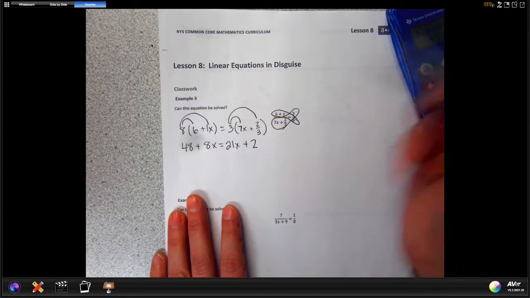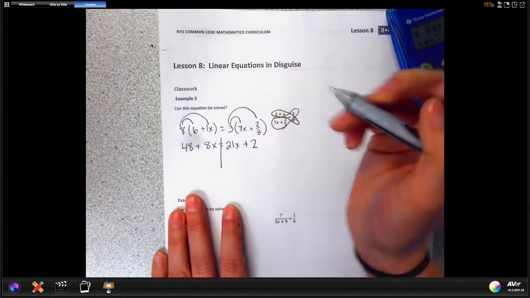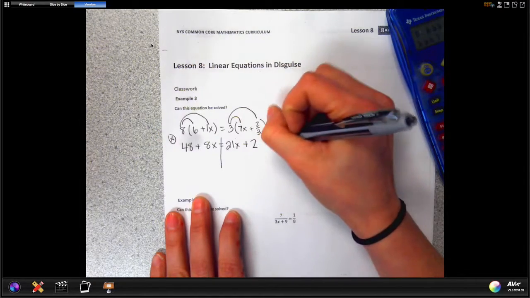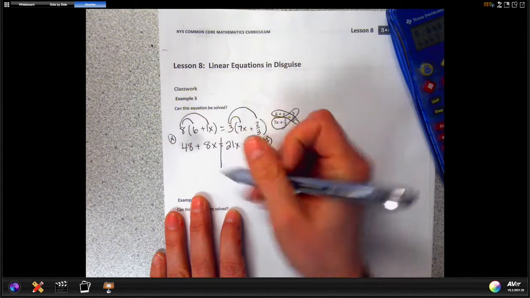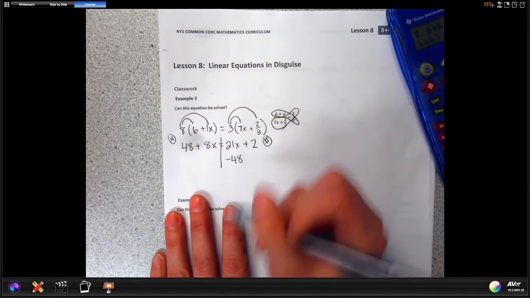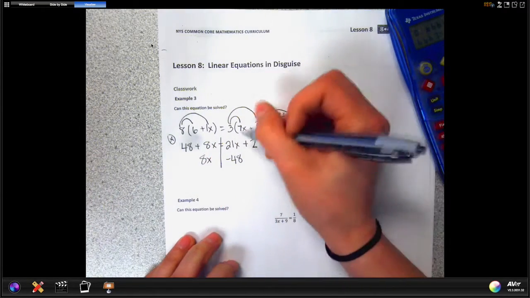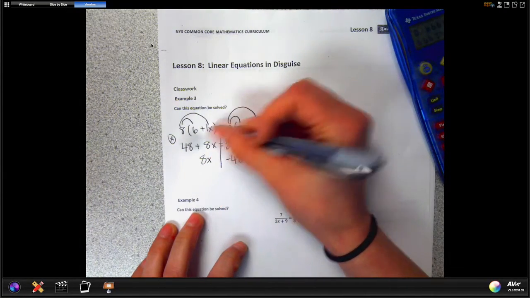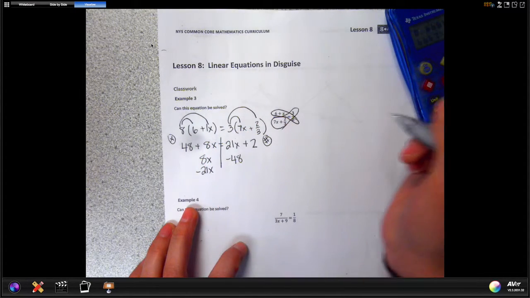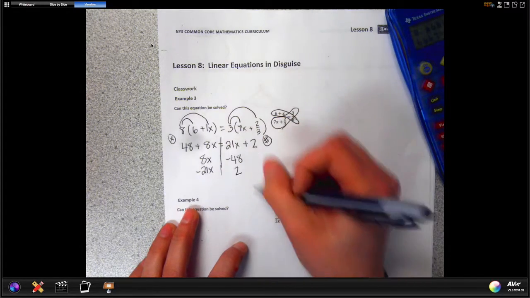And now you have no parentheses, and you have this linear equation that you can either solve the traditional way, or you can use the alternative way that I showed you by making a line down the equal sign and putting the x's on the left and the numbers on the right. 48 then is a number. We cross the line, so it's negative 48. 8x is an x, and it stays there, so it stays positive. 21x goes on the x side. It crosses the line, so it's now negative 21x. And 2 is a number. It's going to stay put and stay positive.